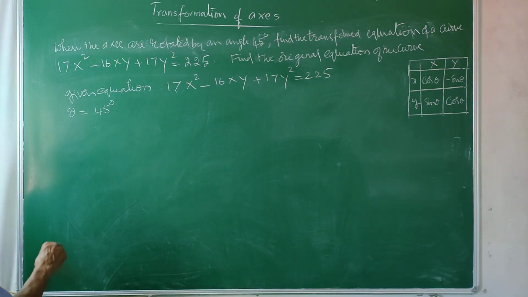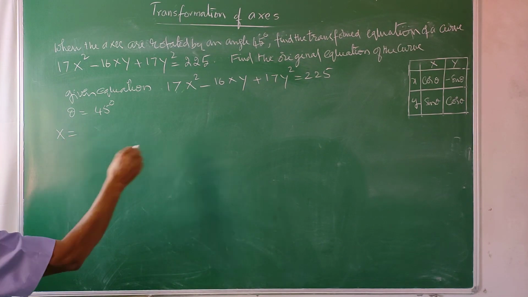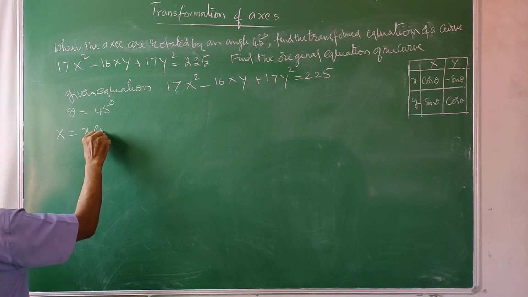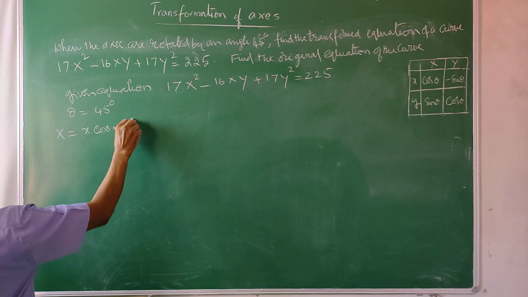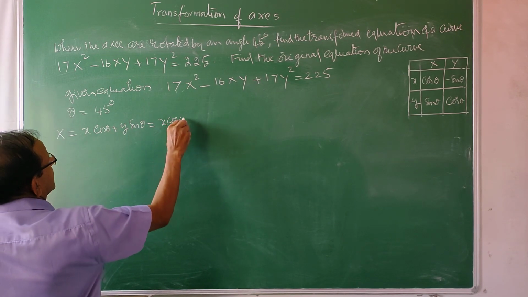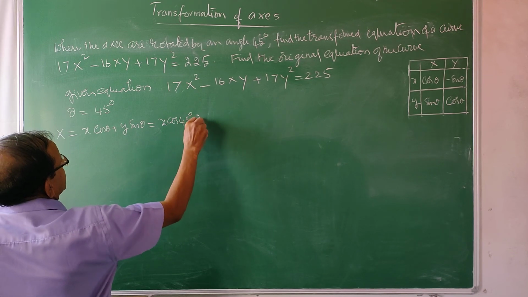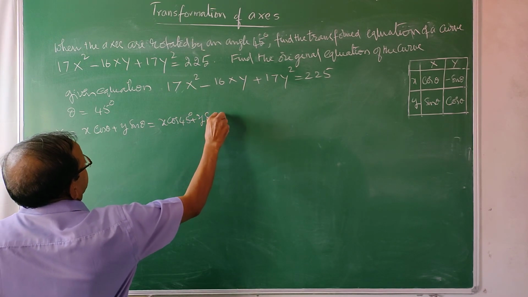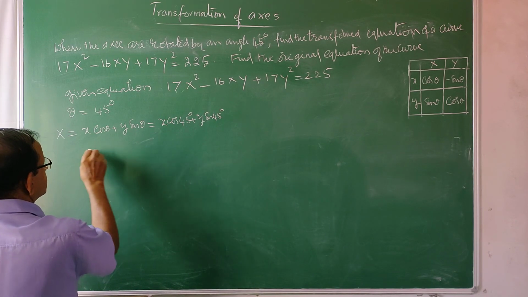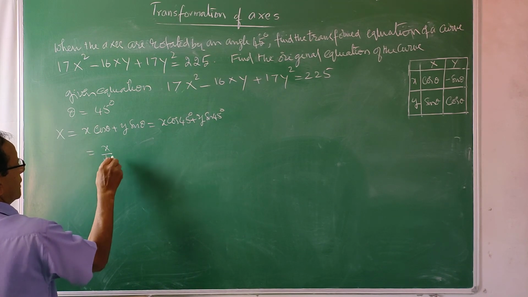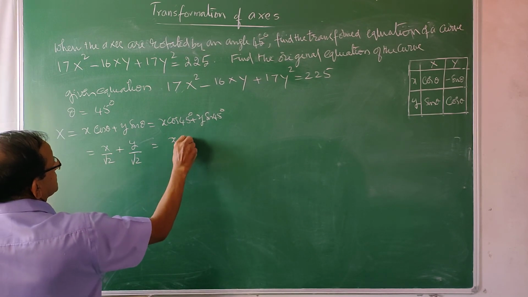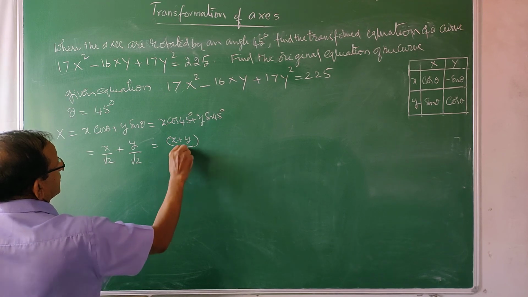So now big X is equal to x cos theta plus y sin theta, that is x into cos 45 plus y into sin 45 degrees, that is equal to x by root 2 plus y by root 2, that is equal to x plus y by root 2.